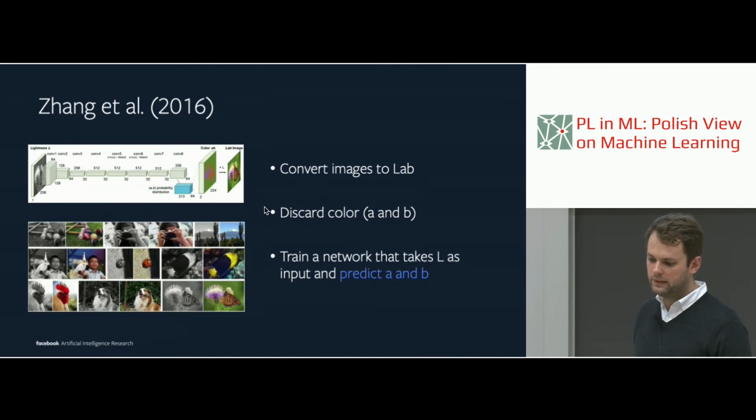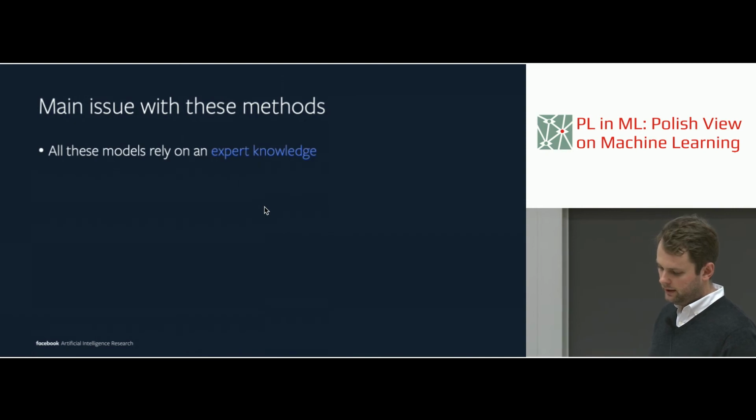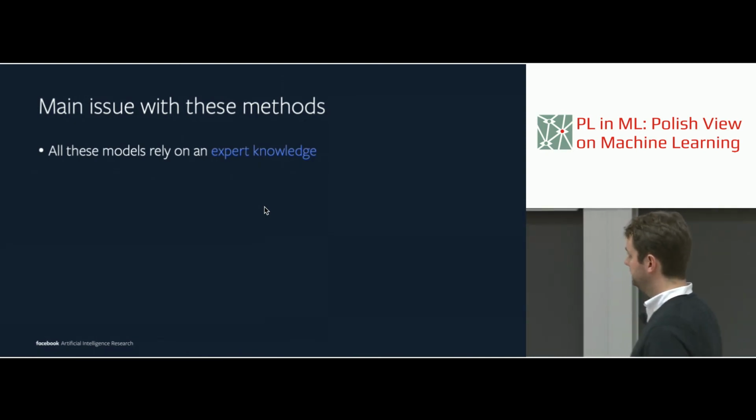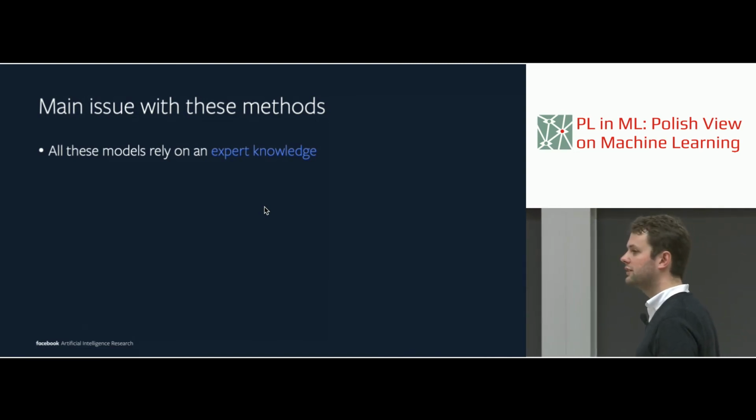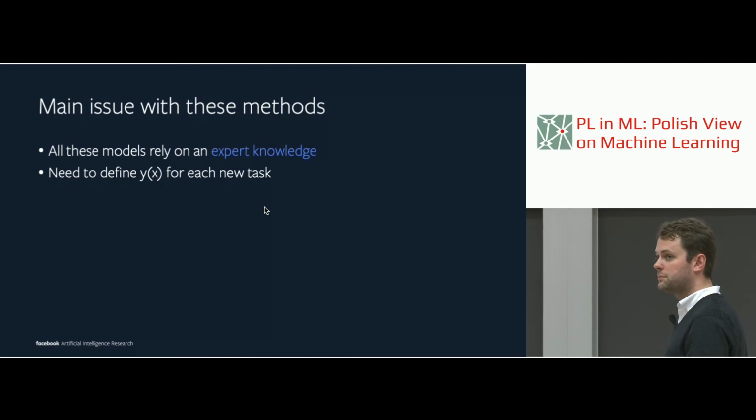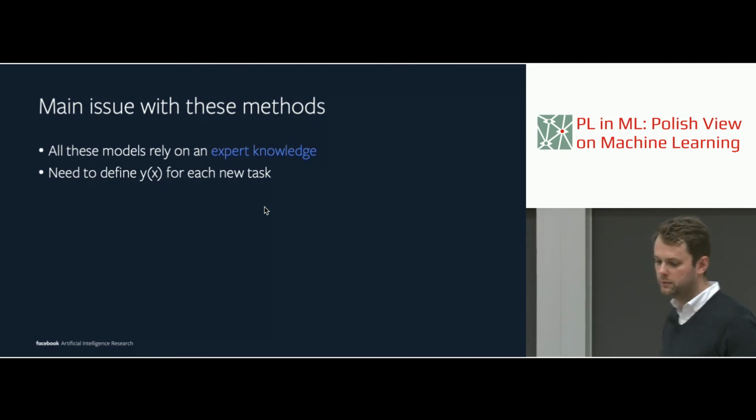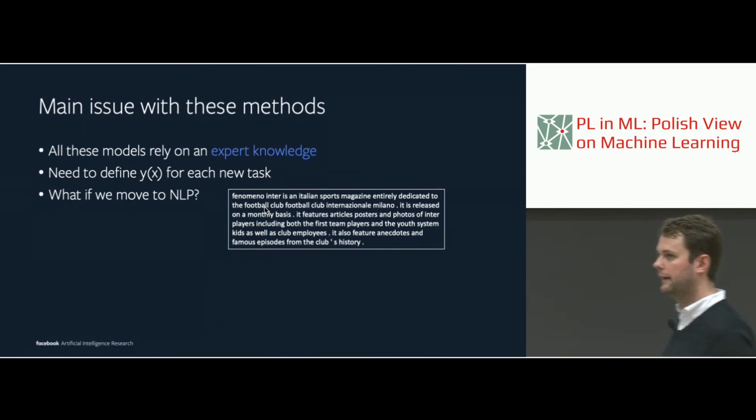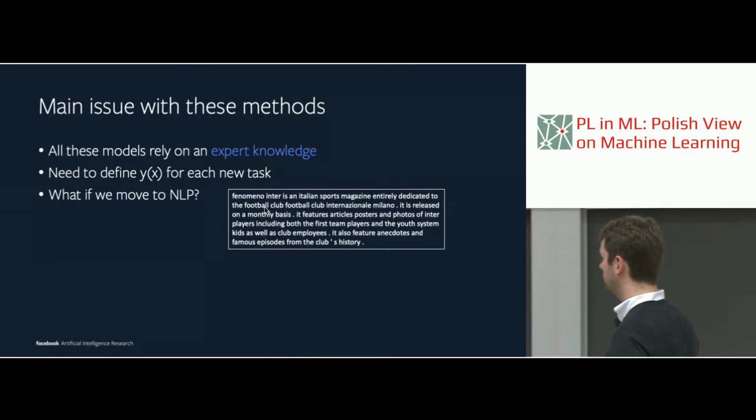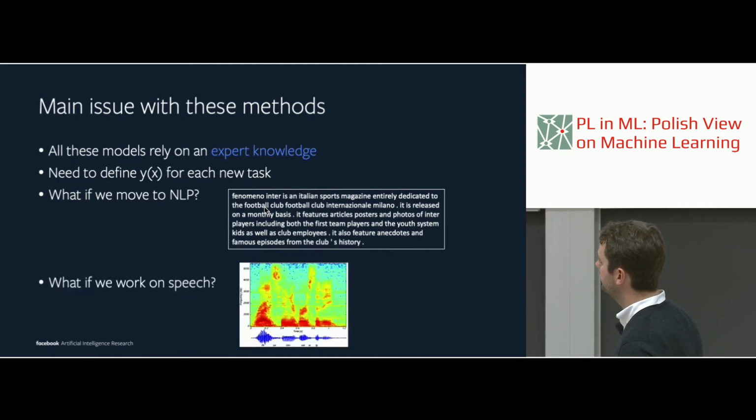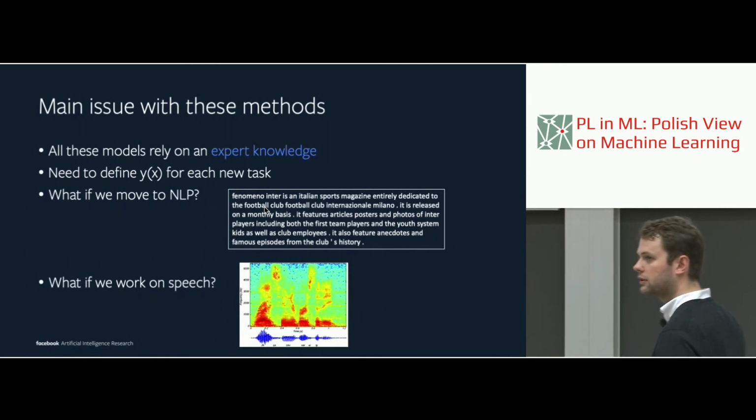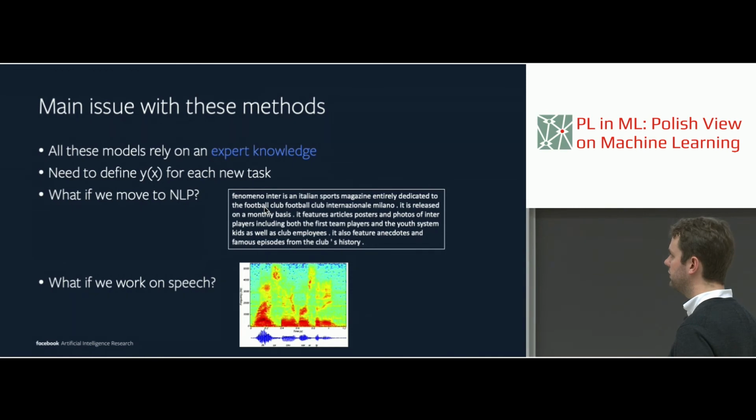The main issue with these methods is that they all rely on expert knowledge. You need a good feeling of what can be predicted given something, and you need to define this pseudo label for each new task. If you try to work with NLP, what kind of colorization can you do? These methods don't necessarily transfer well. The same holds with speech, even though relative position may work. You still need to come up with a good idea of the pretext task to solve in speech to be able to train your model.